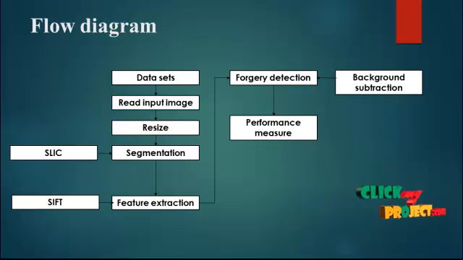Then segmentation is applied. In the segmentation we are going to use SLIC, which means simple linear iterative clustering. It is one of the clustering methods to detect the object for forgery detection. It is going to cluster the foreground object, and next we have to extract the features by using SIFT feature extraction. Next we have to detect the object for forgery detection by using background subtraction. It is going to subtract the background and detect the forgery of our object. Finally we are going to measure the performance of our process, like accuracy, precision and recall.